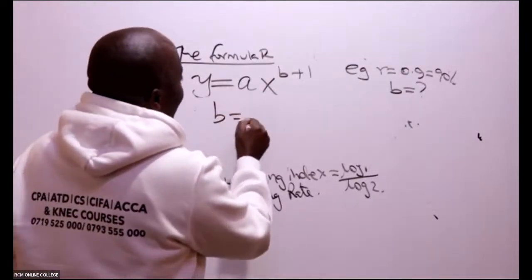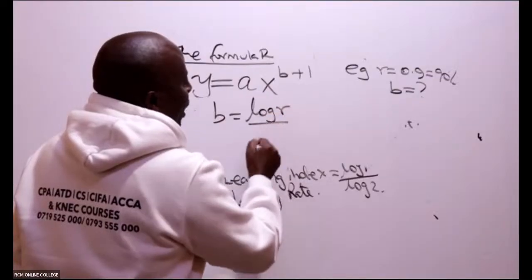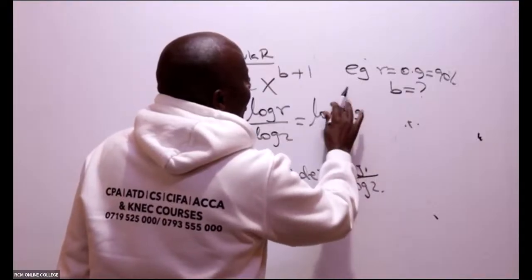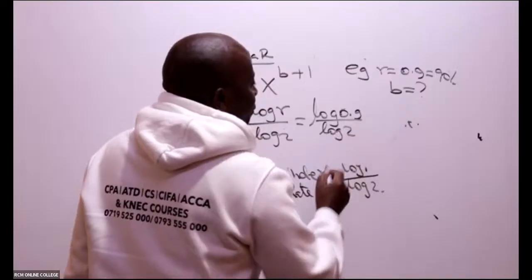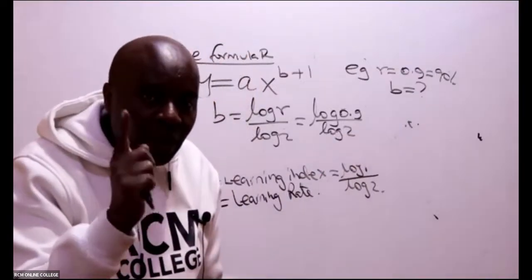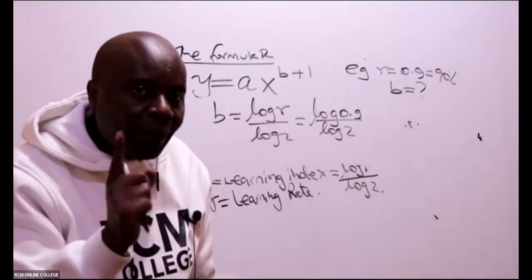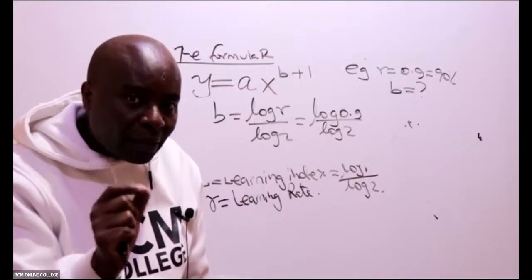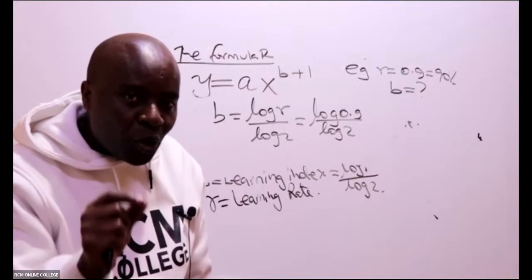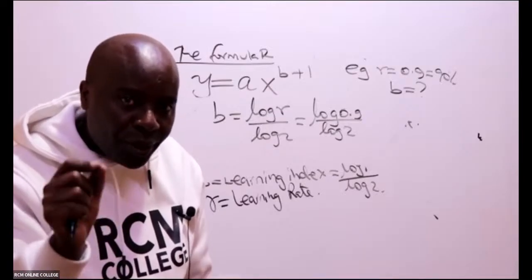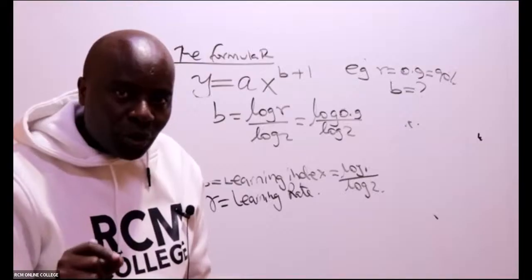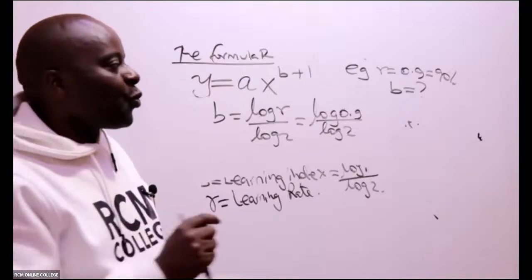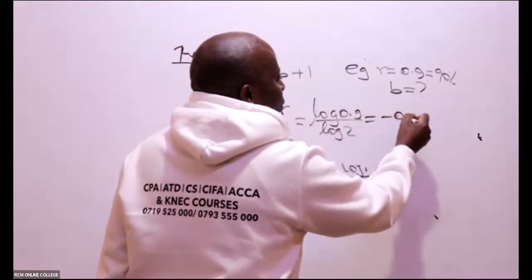To get our B, we are taking logarithm of R over logarithm of 2. So this will be logarithm of 0.9 over logarithm of 2. Anyone who does not have a calculator, please look for one. On that calculator, there is a button written log, L-O-G. So you press log 0.9 over log 2. In this case you'll get a negative figure, negative 0.152.